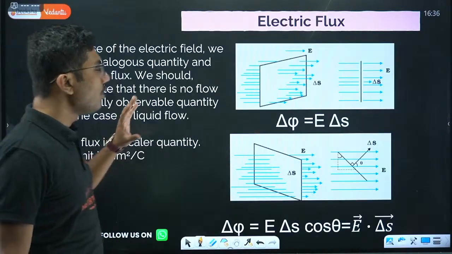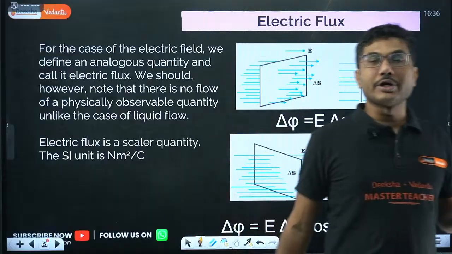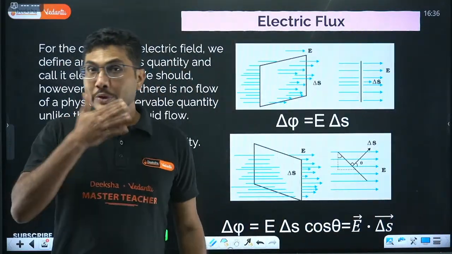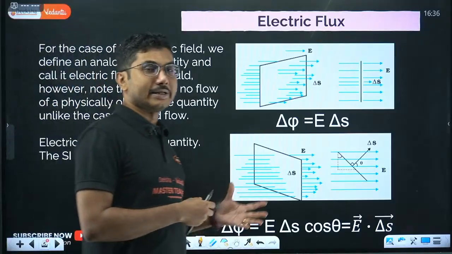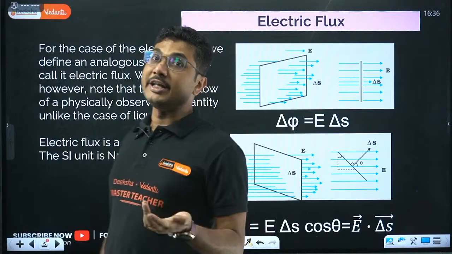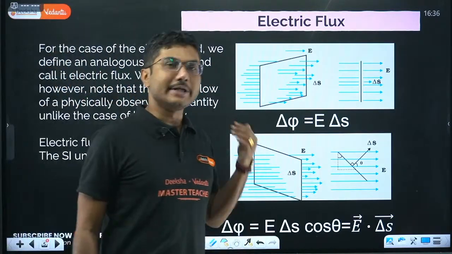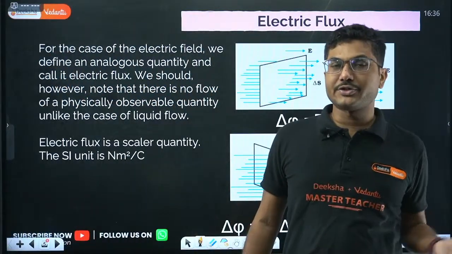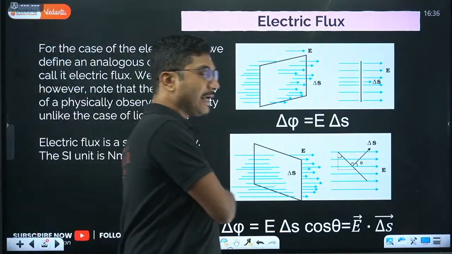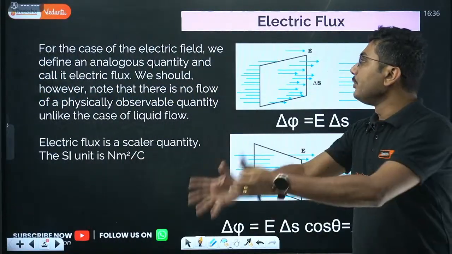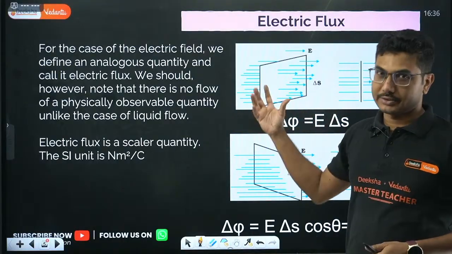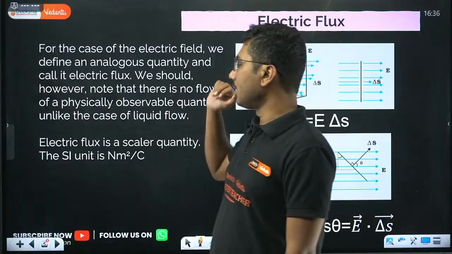So it's an analogous quantity. Analogous means, for example, we say that Ahmedabad city is called the Manchester of India. Is it Manchester? It is not Manchester, but it is called Manchester of India. So it is an analogous quantity. Analogous means the same concept of fluid we will apply to electric field, and we will call it electric flux. Let us understand that in detail.